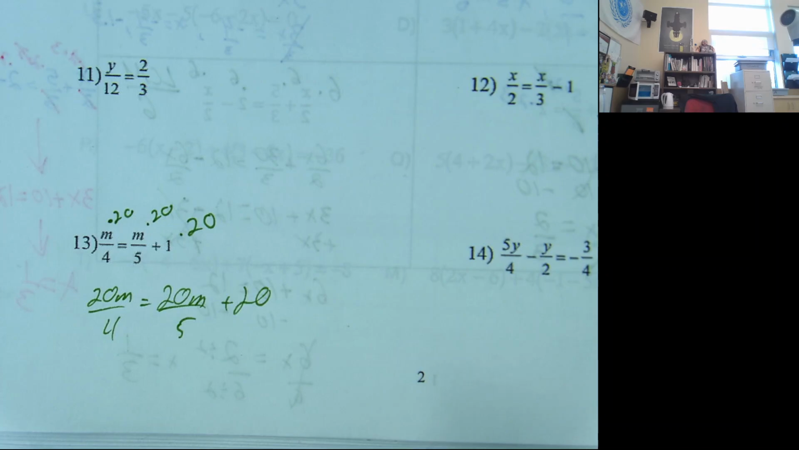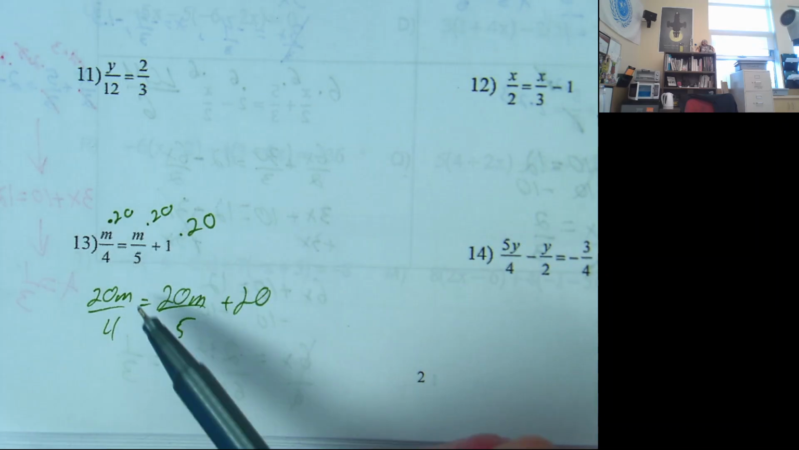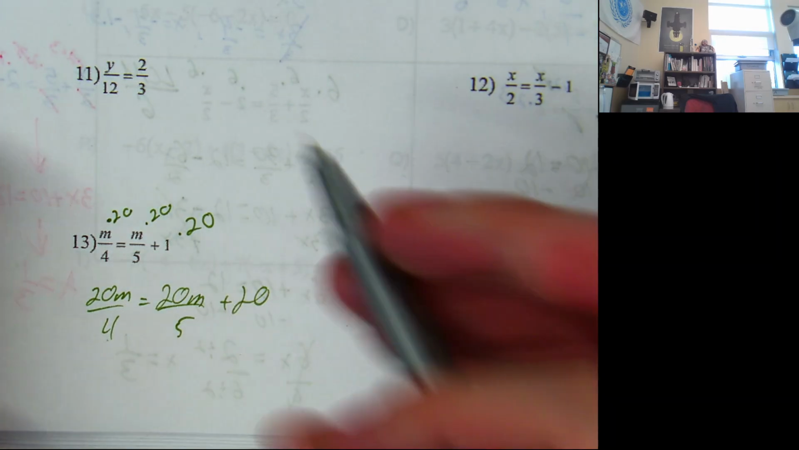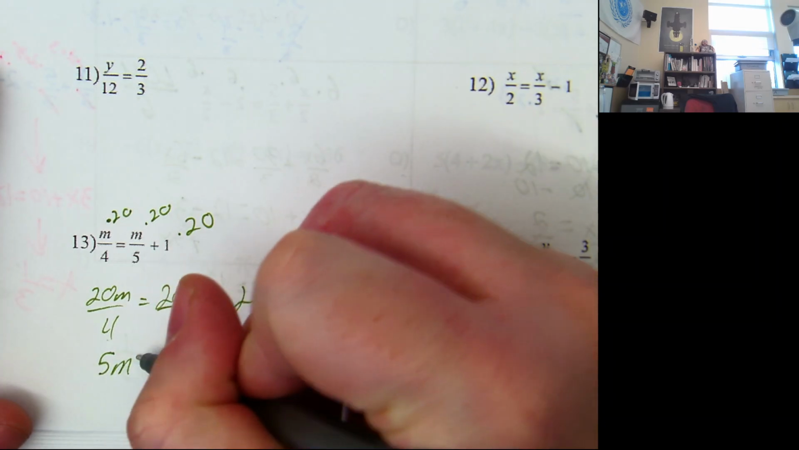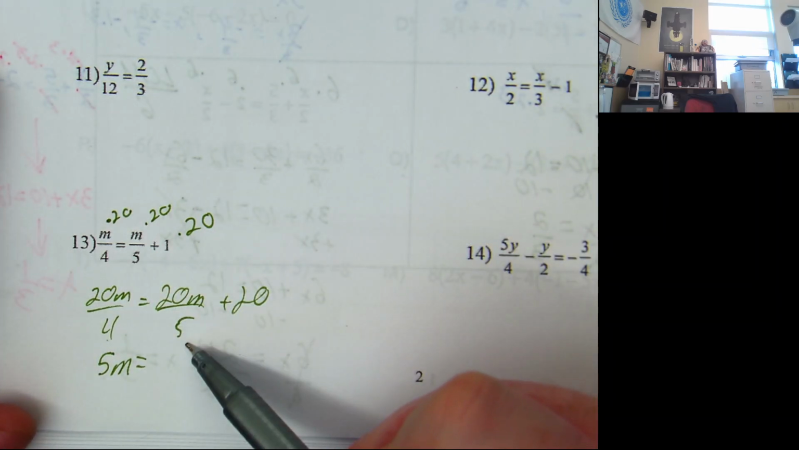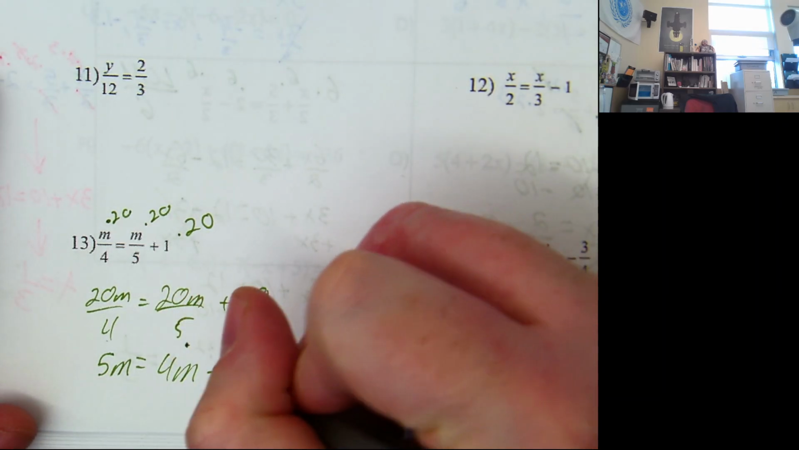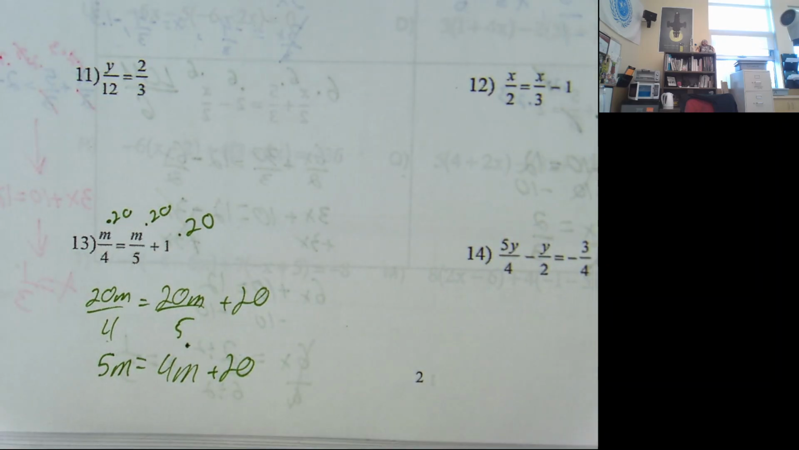And now we're going to simplify those fractions. 20 over 4 is 5. So I'm going to get 5m equals 20 over 5 is 4. So I'm going to get 4m plus 20. Now the fractions are gone. This looks just like the stuff that we did a couple days ago.